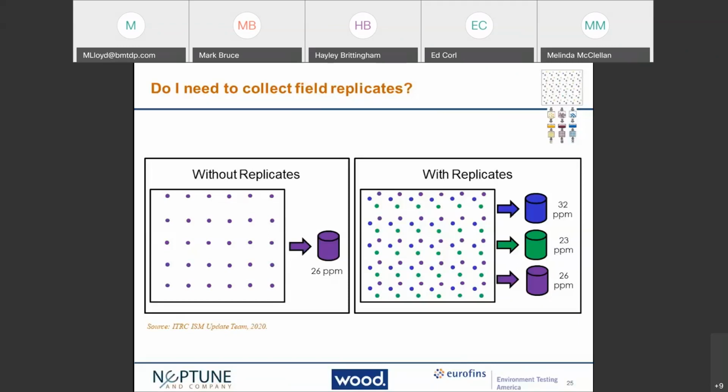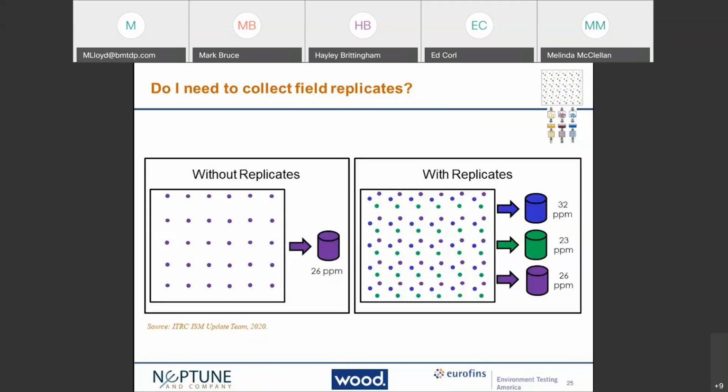Depending on the project and the level of confidence you want, you might collect a single ISM sample in a decision unit, and that could meet your project objectives because of the increased precision that we achieve with ISM. That single ISM result could be directly compared to an action level to make a decision about the site.